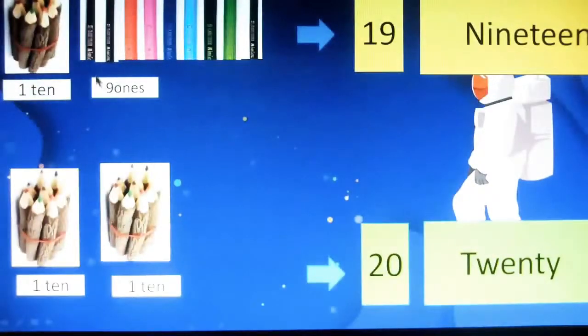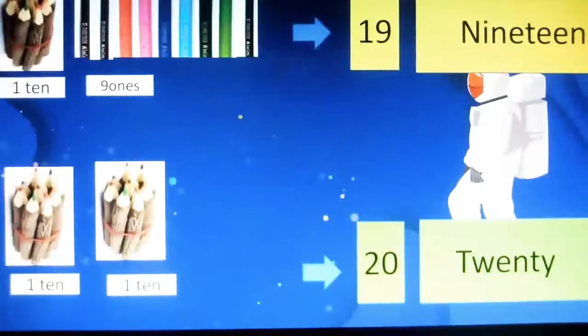1 ten, 9 ones. 1, 2, 3, 4, 5, 6, 7, 8, 9. 1 ten, 9 ones, 19. N-I-N-E-T-E-E-N, 19.